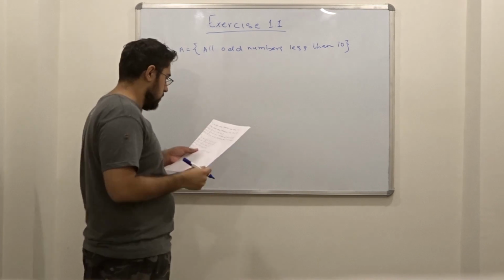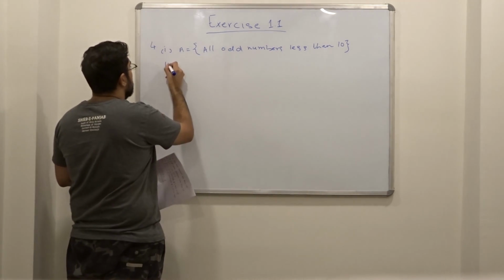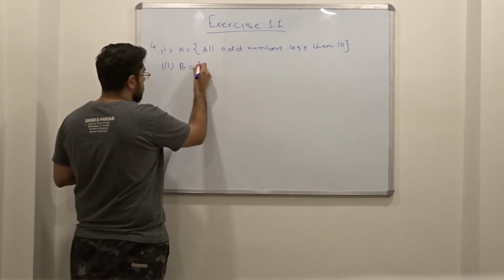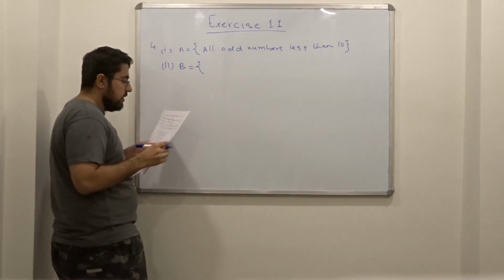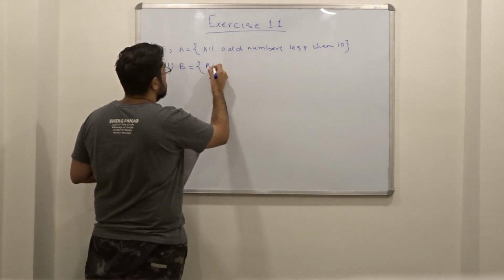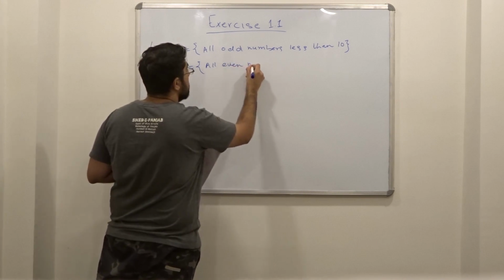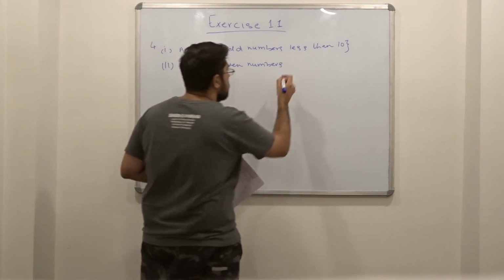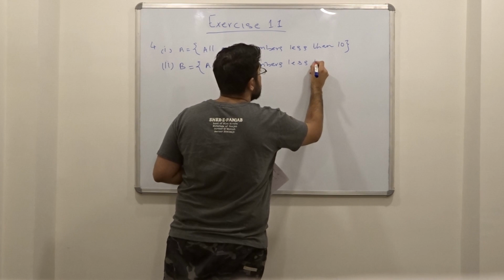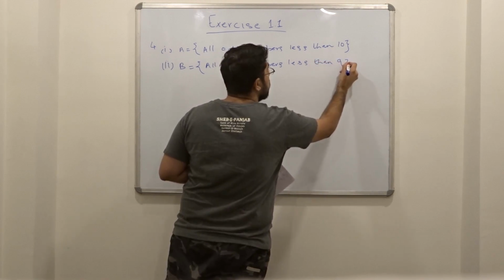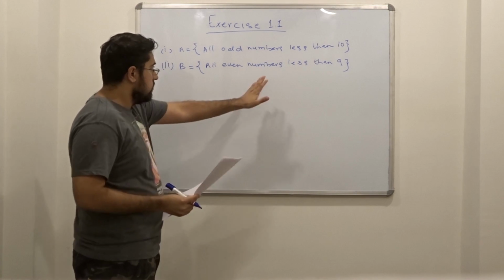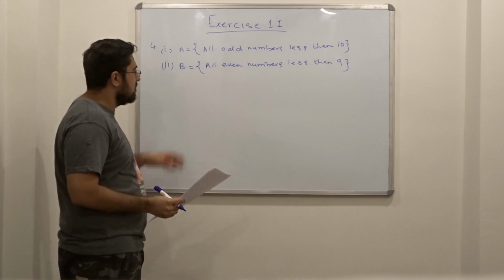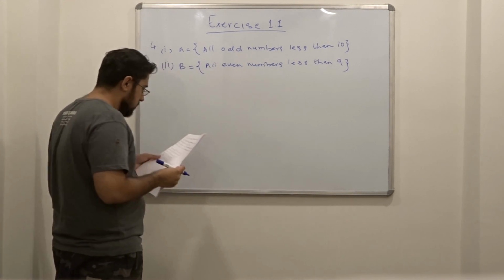Okay, this is the first one. All odd numbers less than 10. Then the next one is all even numbers less than 9. Okay, all even numbers less than 9. Now guys, you don't have to write this in words. You could also write it in mathematical notation, but somehow it's easier to just write it like this.